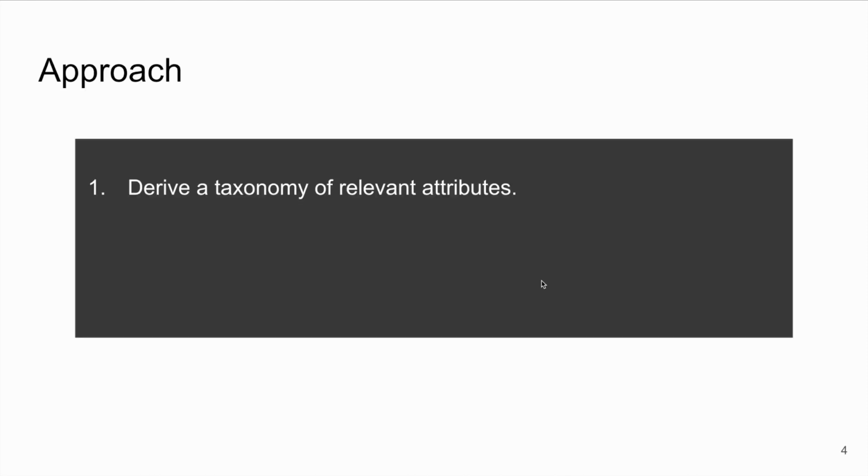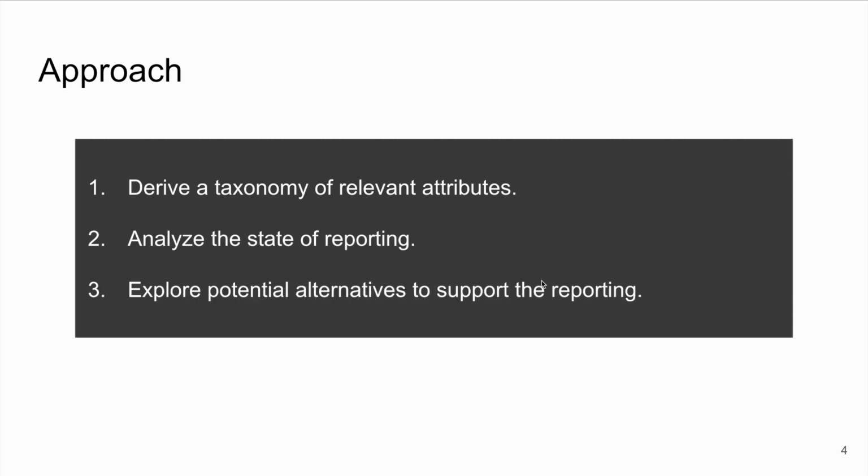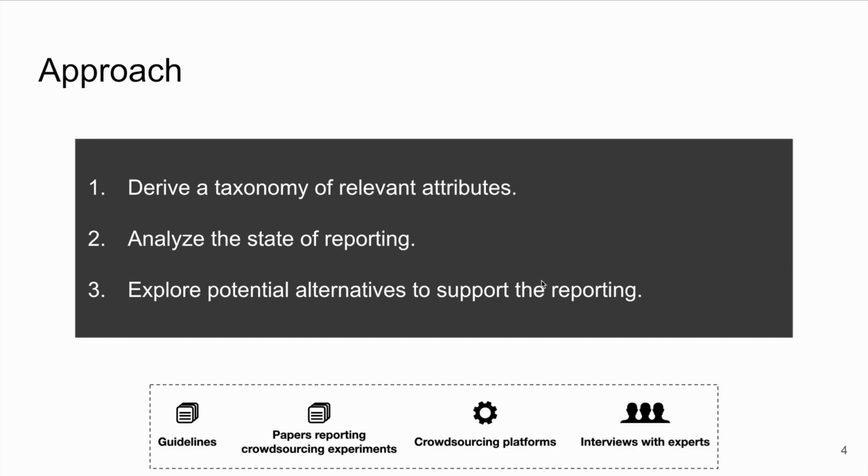To assess the state of reporting, we first need to understand what are the main attributes underlying a crowdsourcing experiment. This led to defining a taxonomy of relevant attributes for crowdsourcing experiments. We then leverage this taxonomy to assess the current level of reporting and identify aspects that are frequently communicated and those that tend to go underreported. Finally, we use this as a foundation to explore potential alternatives to support the reporting process, which resulted in a proposal of a checklist. These activities are all part of a mixed approach involving literature reviews and interviews with experts in the field. Please read our paper for in-depth detail on the methodology we follow across these three steps.